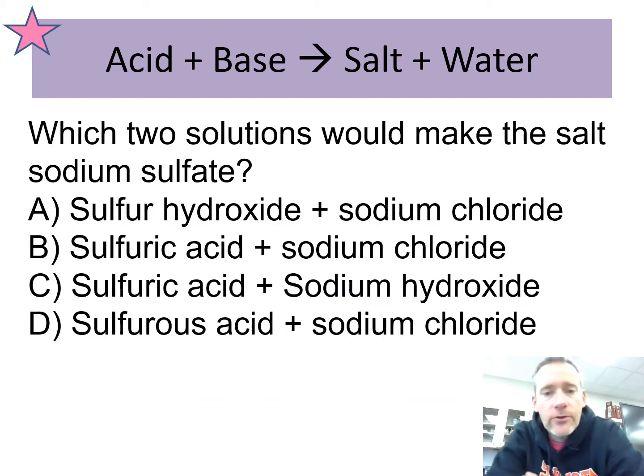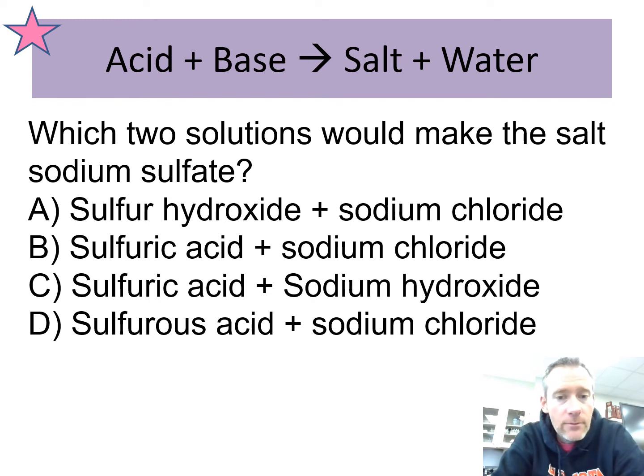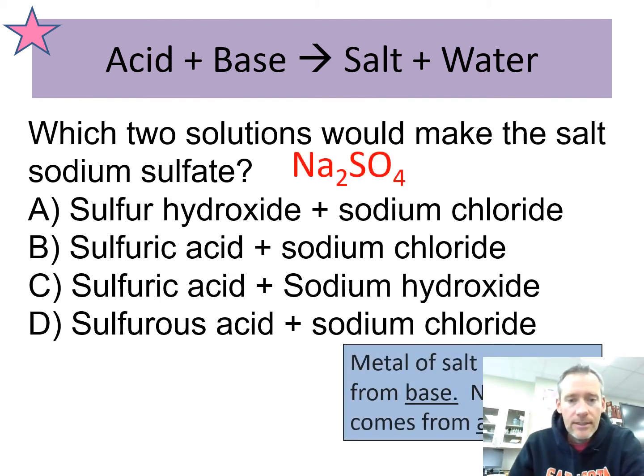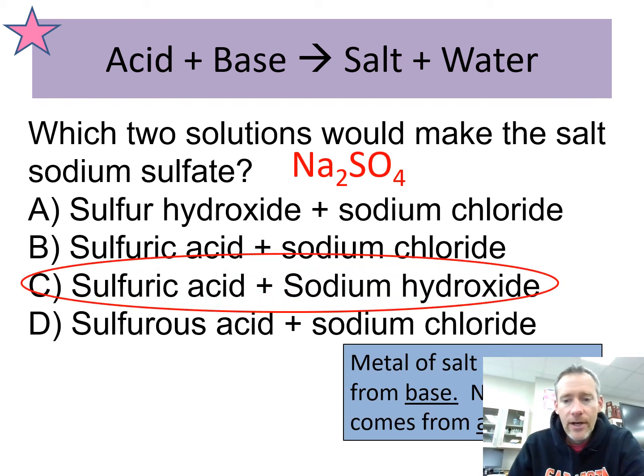All right, which 2 solutions will make the salt sodium sulfate? So, again, the sulfate will come from the acid, and sodium will come from the base. So you have to find sulfuric acid, which would be either B or C, and then you need to find the base, which is sodium hydroxide, not chloride. So your answer would be C. Again, acid-base reaction.